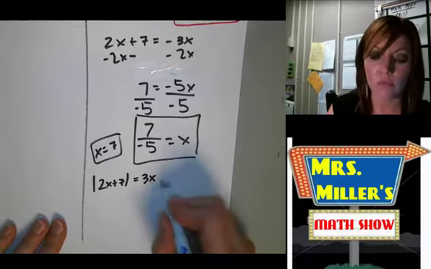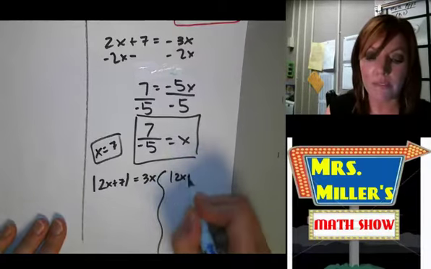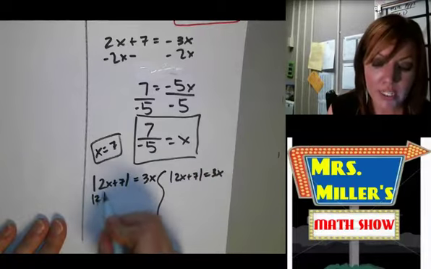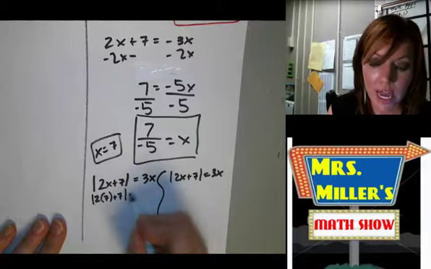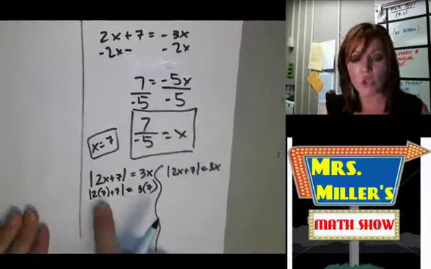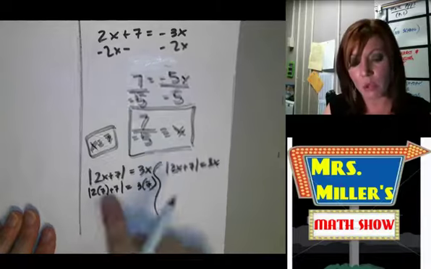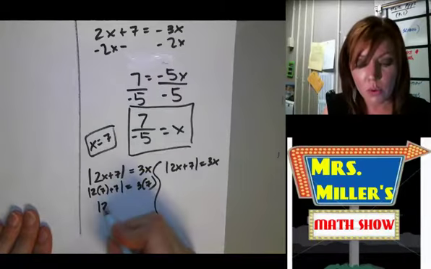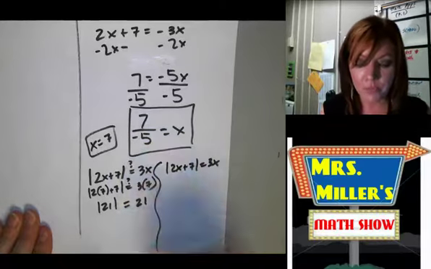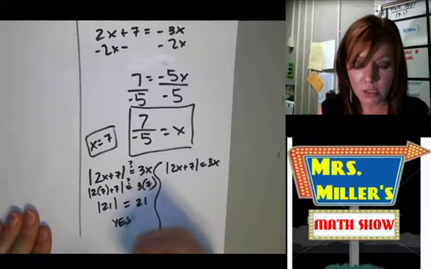Okay. Well, let's check then. 2x plus 7 equals 3x. Let's start with the 7 over here. So 2 times 7 plus 7, we want to see if the absolute value of that is the same thing as 3 times 7. What is 2 times 7? 14, and 14 plus 7? 21. So does the absolute value of 21 equal 21? Yes. Okay, so this one works.